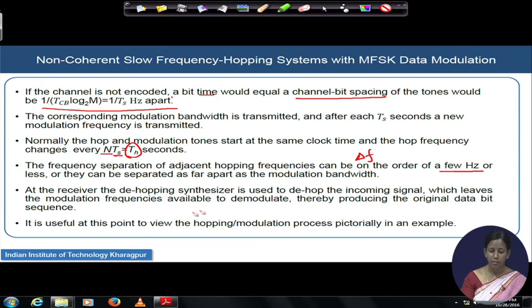At the receiver, dehopping synthesizers will be used to dehop the signal, as I have shown earlier in the receiver design, and using that whole concept, we will now see a very nice hopping modulation process with an example in the next session.